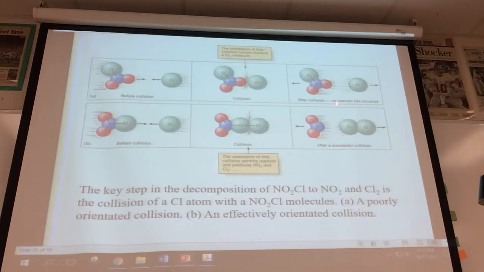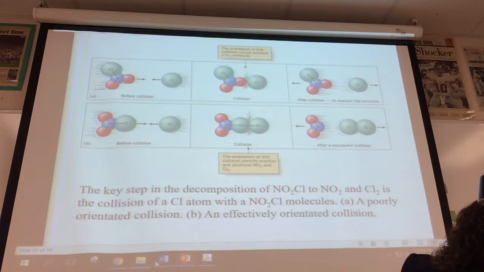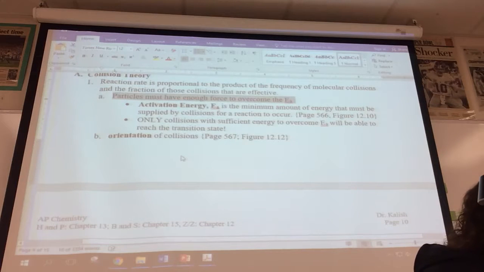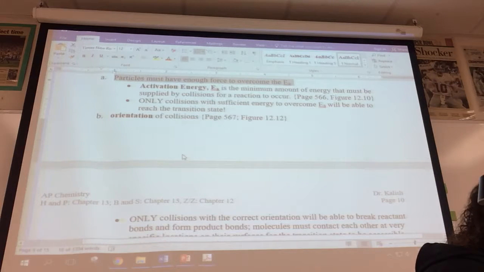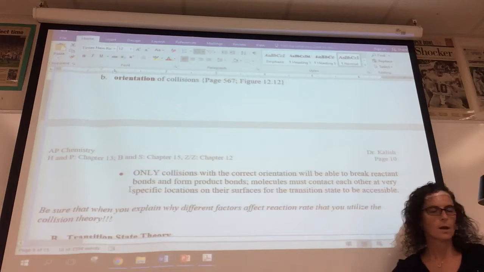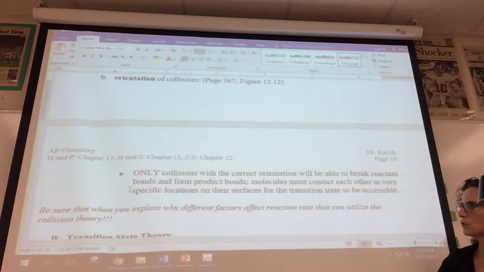Successful collision, unsuccessful collision due to the improper orientation of the molecules. Critical. Any factor that increases the likelihood of an effective collision will increase reaction rate. And make sure you can explain that in regard to the factors.